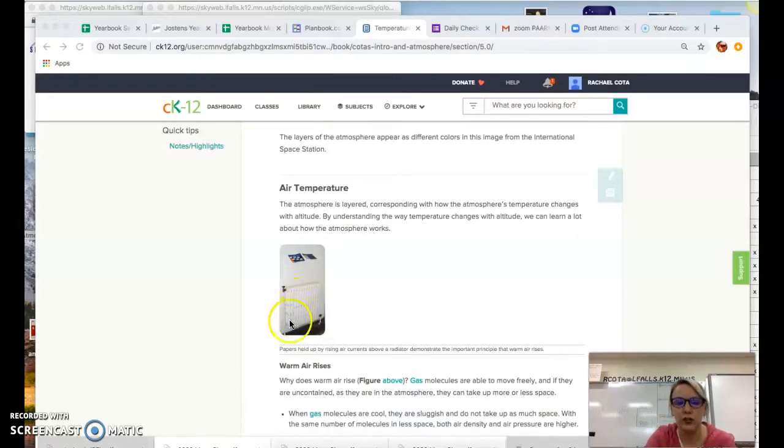This picture here shows, you might not even know what this is. This is a radiator. When I was your age, we had radiators in our school. It says papers are being held up by rising air currents above the radiator, and that is demonstrating the important principle of how warm air rises and cold air sinks.